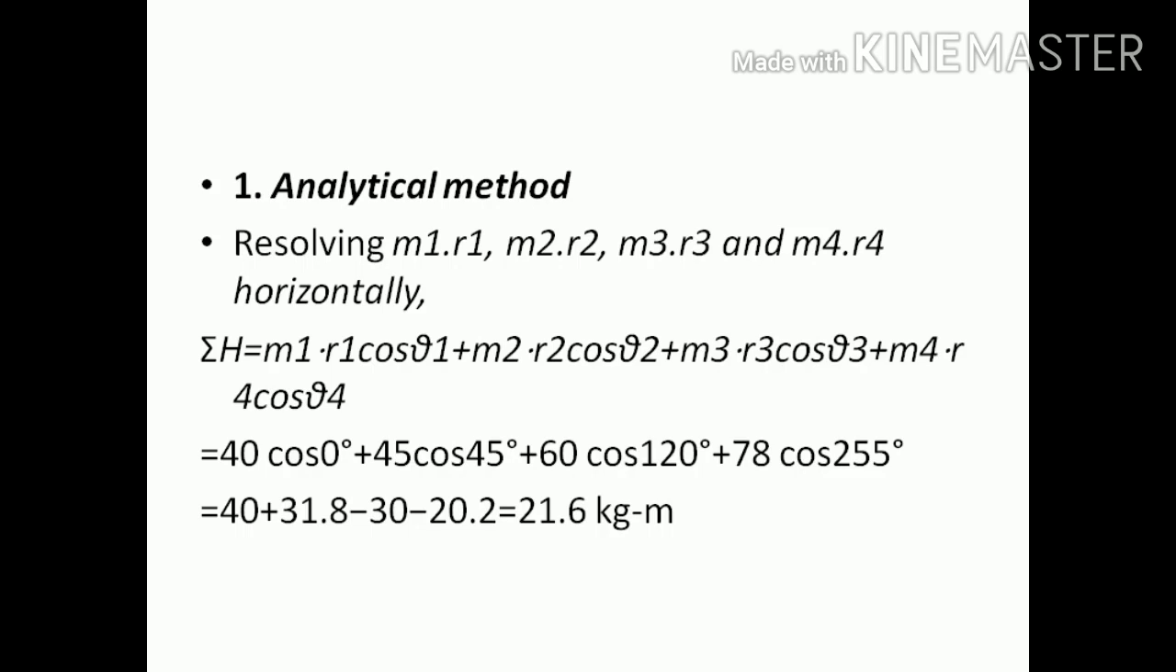Now first of all we will find the summation of horizontal forces, and the formula is simple: M1 R1 cos theta 1, M2 R2 cos theta 2, M3 R3 cos theta 3, M4 R4 cos theta 4. It depends upon how many masses and how many angles we have; the terms will increase accordingly. The calculation is shown in the figure: 40 cos 0 plus 45 cos 45 plus 60 cos 120 plus 78 cos 255, and our final answer is 21.6 kg meter. All angles should be in degrees, so don't make any calculation mistakes here.